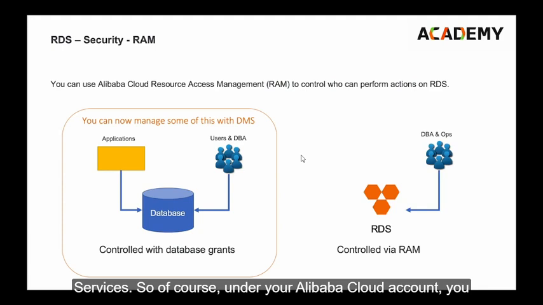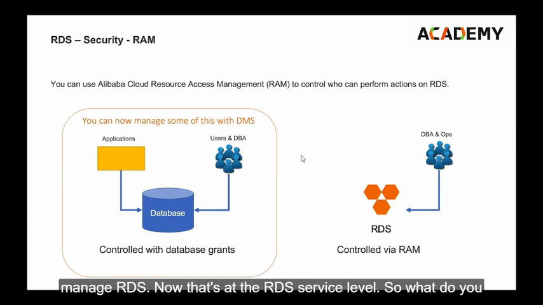So of course, under your Alibaba Cloud account, you may have multiple users. Perhaps you have developers and database administrators and auditors, and perhaps a few other types of roles. Each of these people will have their own RAM account, and they'll use this RAM account to log into the Alibaba Cloud console. RDS allows you to set what's called RAM policy, which controls which of these RAM users can access and manage RDS. Now that's at the RDS service level.